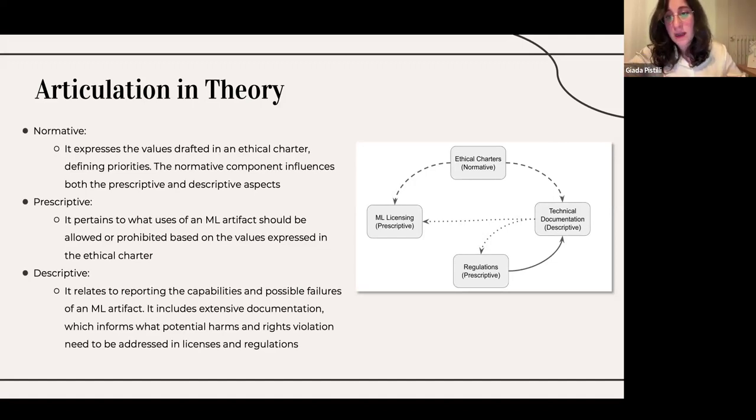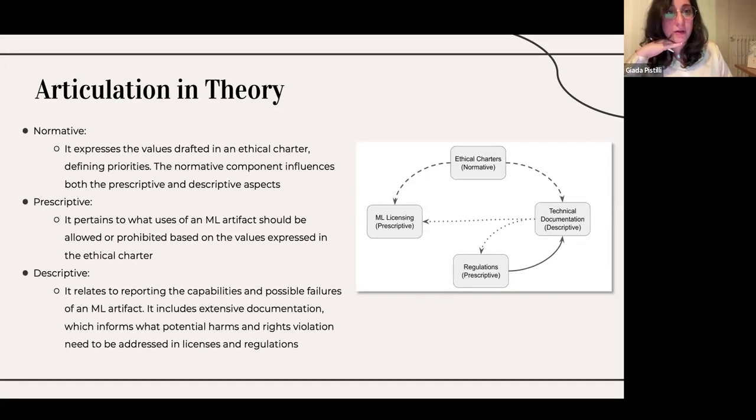How? In our case, you can see with the arrows, we have technical documentation on one side, which is going to be descriptive, because of course it's just going to describe what the system does and how it can be used, what kind of GPU you need, etc. But on the other side, we have machine learning licensing. We talked about open source, but of course that's not the only one. As David was saying, we also have proprietary systems.